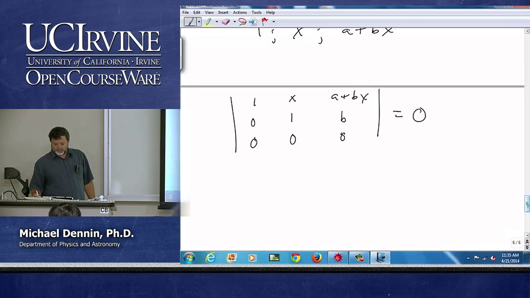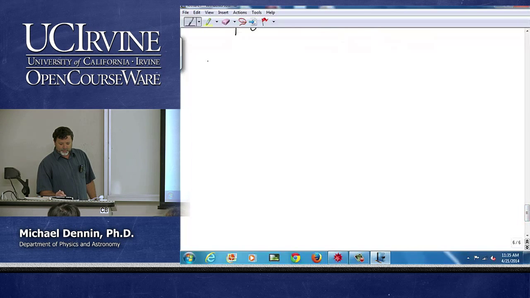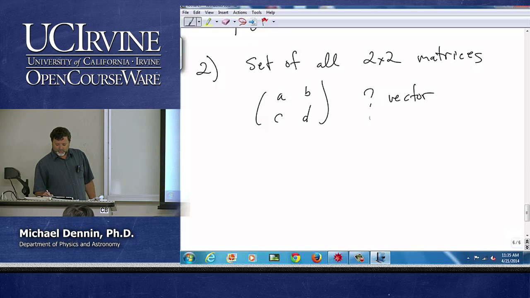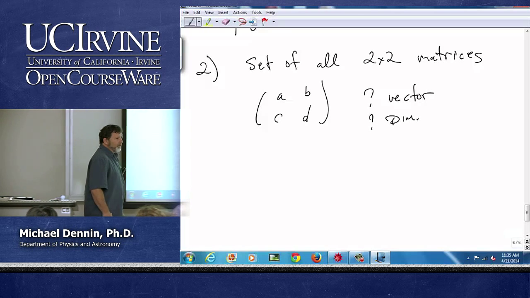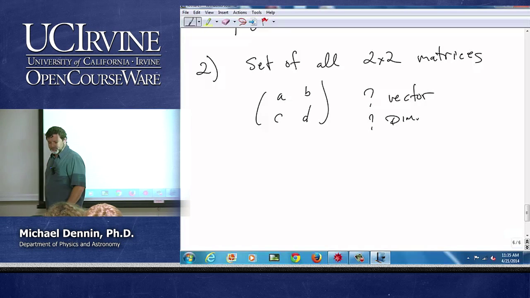Now what I'd like you to do is very quickly, with your neighbor, consider the set of all 2 by 2 matrices. We'll again stick with real numbers, though there's nothing wrong with doing complex numbers. Is this a vector space? And if so, what is its dimension? So take 2 minutes and try and do that real quickly. And again, feel free to chat with someone about it.